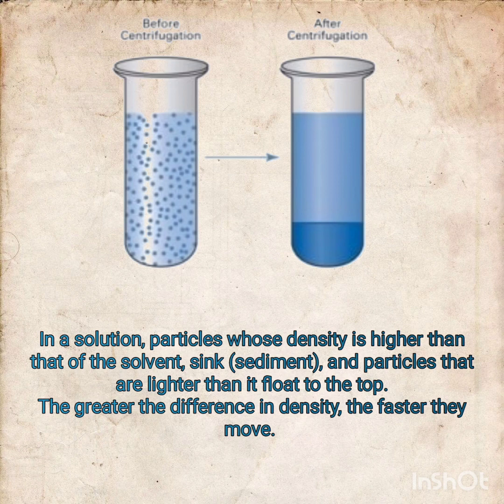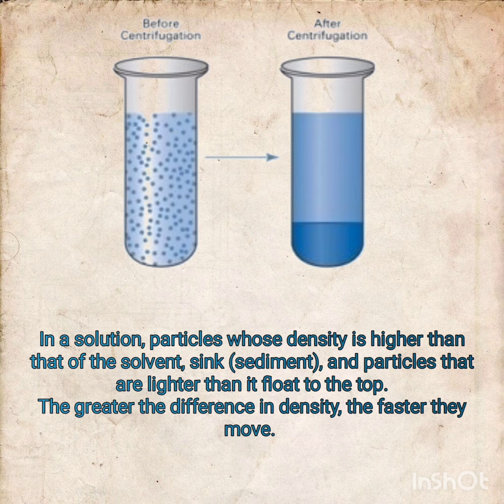In a solution, particles whose density is higher than that of the solvent sink, and particles that are lighter float to the top. So the particles which have higher weight sink at the bottom, and the particles that are lighter float at the top of the liquid. This is all about the factor density.